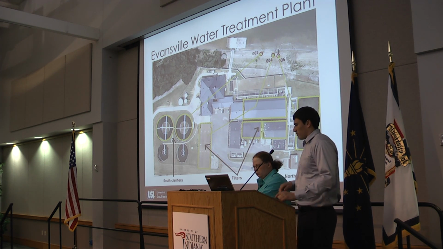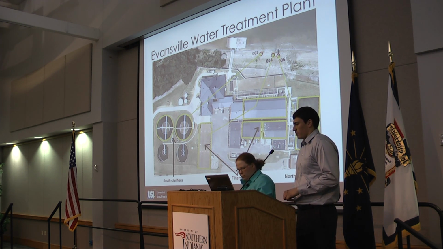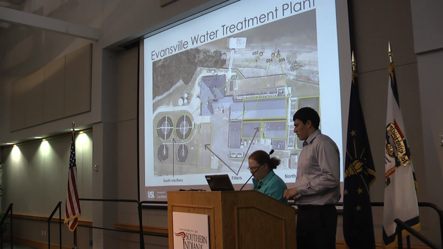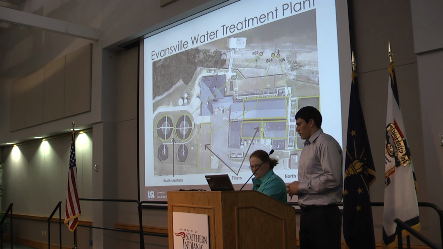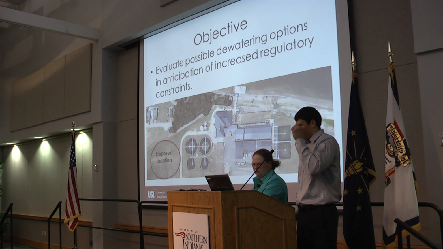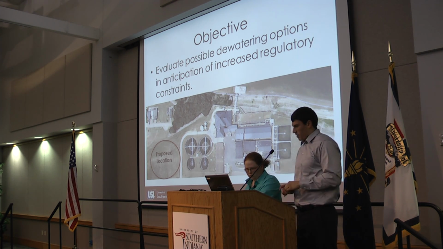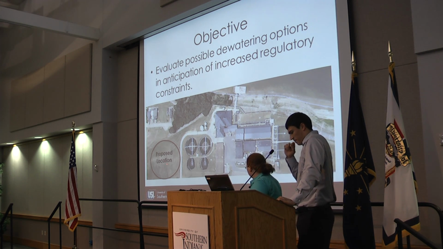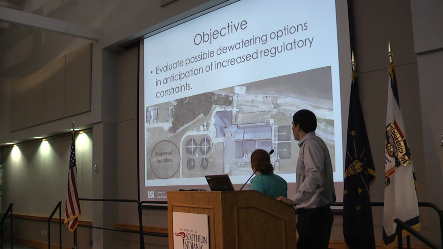The National Pollutant Discharge Elimination System, along with the EPA's Clean Water Act, restricts solids put into the river. They have a permit right now that will run out within the next 2 years. Upon reapplication, a dewatering facility will be necessary. The objective of this project was to evaluate possible dewatering options in anticipation of increased regulatory constraints. You can see on the map, this is our proposed location of the new dewatering system. The north side of the plant was also considered, but will not be possible as there's a clear well underground there.